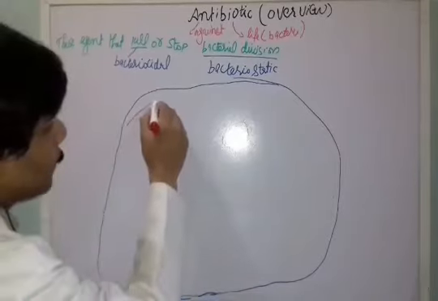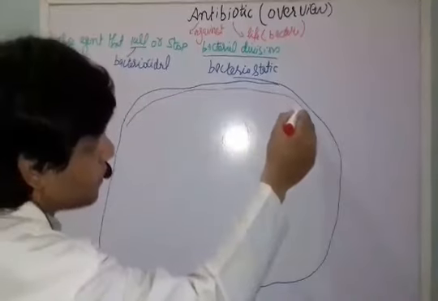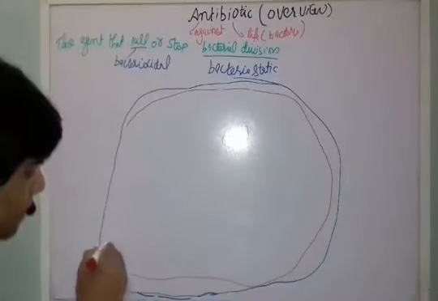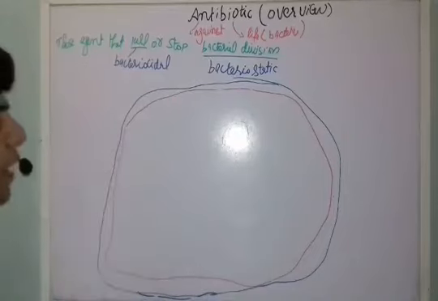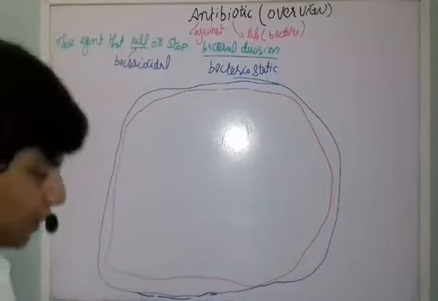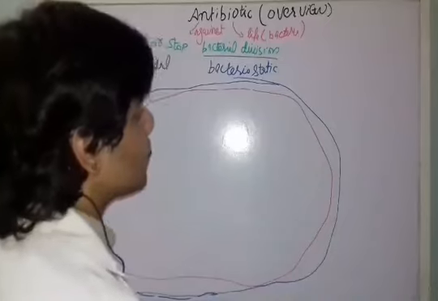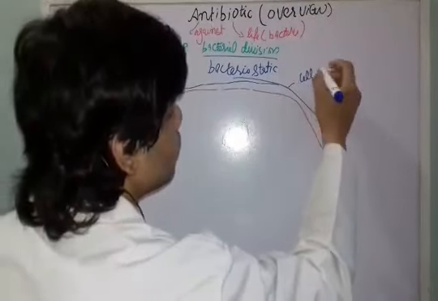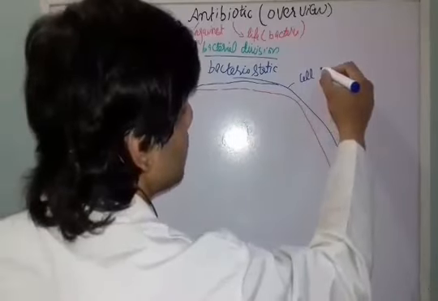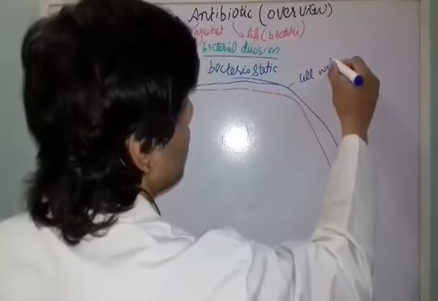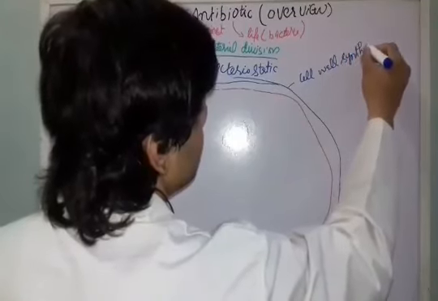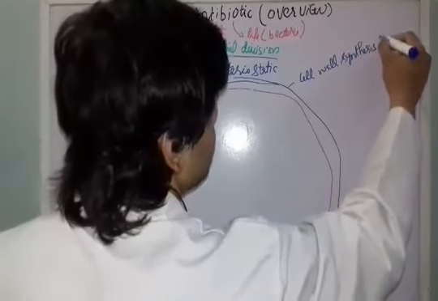This red one represents the bacterial cell membrane, because bacteria have a cell wall and a cell membrane. Now, this is the cell wall. The drugs which are used to inhibit the cell wall, we usually call cell wall synthesis inhibitors.